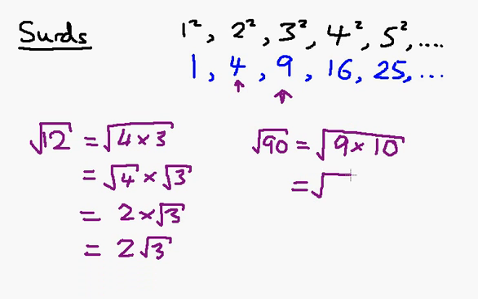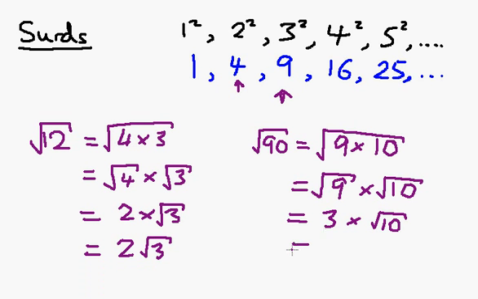And now I can bring the roots outside of each other again. Okay, so I can write root 9 times root 10 is equal to 3 times root 10. Okay, because the square root of 9 is 3, sorry. So I can finally write root 90 as 3 root 10. Okay, and I am done.